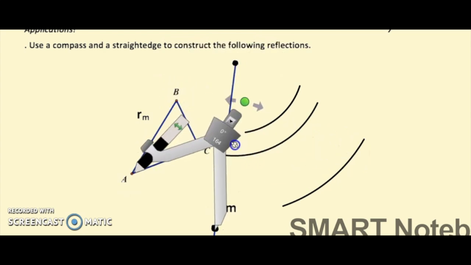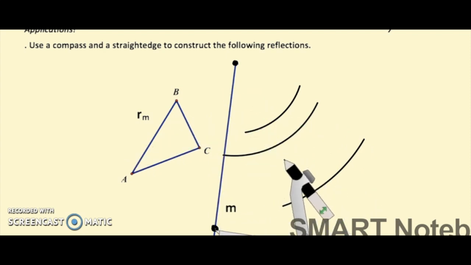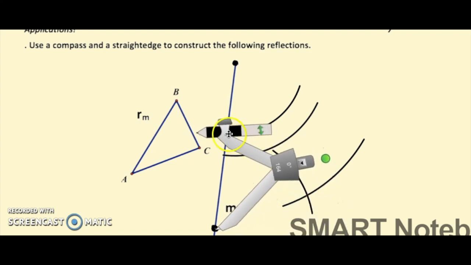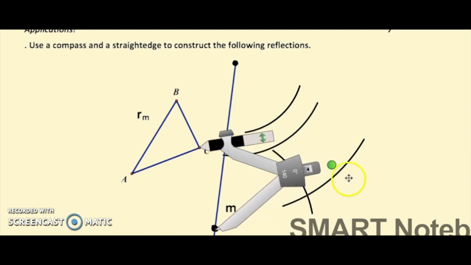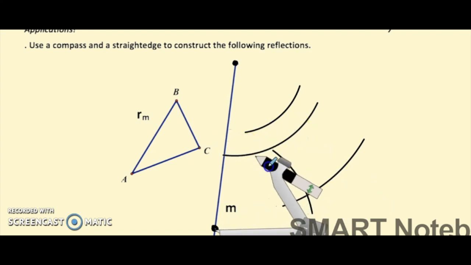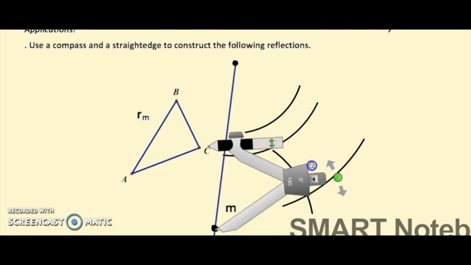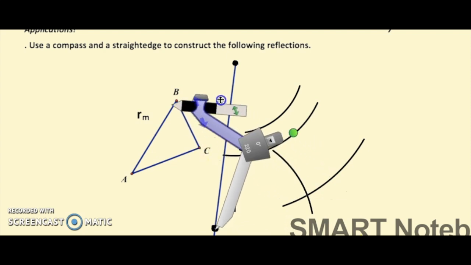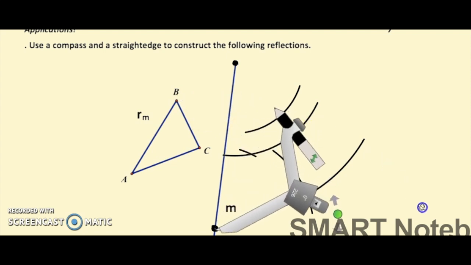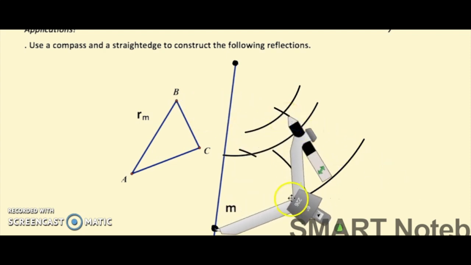So I'm going to start at A. That's the right length, so I'm going to flip it to the other side and draw an arc, and that will be where A prime is. Now I'm going to repeat for C. Measure that distance, flip over to the other side, and draw an arc. That will be where C prime is. Again, distance is preserved. Lastly, I'm going to go to B, and swing it to the other side, and that will tell me where B prime is.